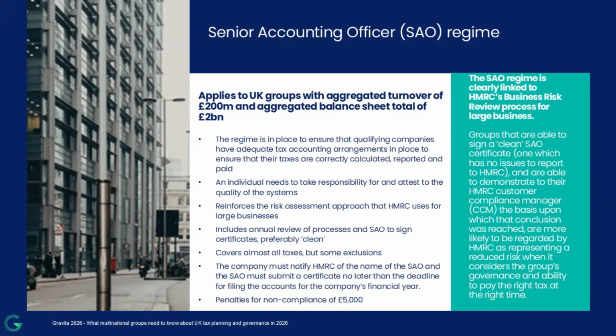Now, it does apply to almost all taxes. There are some areas that you might think would be included but are excluded. For example, national insurance isn't necessarily caught under this, along with national minimum wage, but your PAYE obligations are caught under this. Now, this is all part of reinforcing the risk assessment approach that HMRC wants to take for large businesses. They expect the SAO to be on top of their processes internally, and to review them annually and certify them annually.